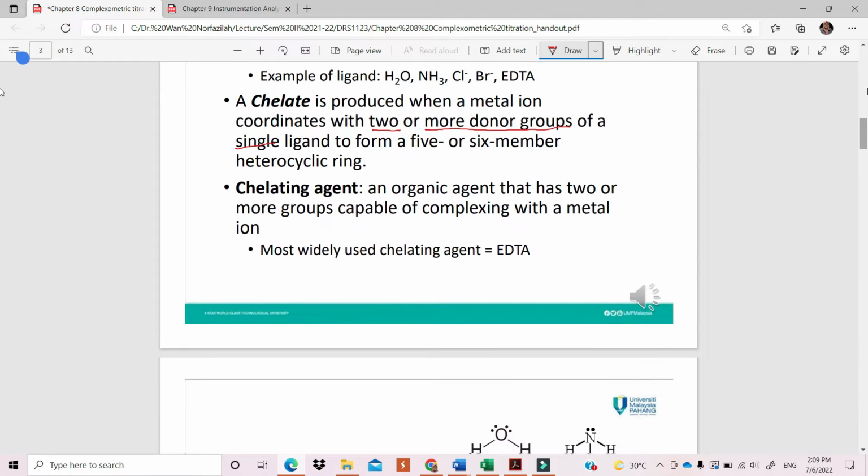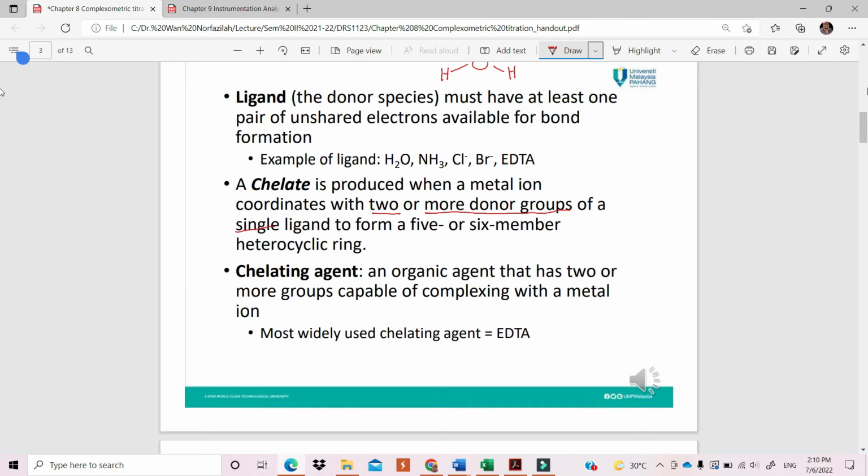Alright. Okay. Next, chelating agent. This chelating agent is an organic agent that has 2 or more group capable of complexing with a metal ion. Okay, samalah lebih kurang dia punya definition. So this one is towards the chelating agent. Agent tu sendiri. Yang chelate ni dia dah combine dengan metal ions. Dia dah form bonding dengan metal ion, chelate. Chelating agent adalah ligand tu sendiri. The ligand that has 2 or more donor group capable of forming a bonding with a metal ion.